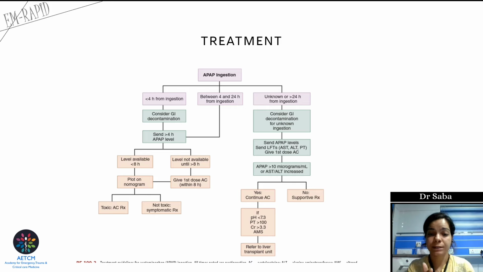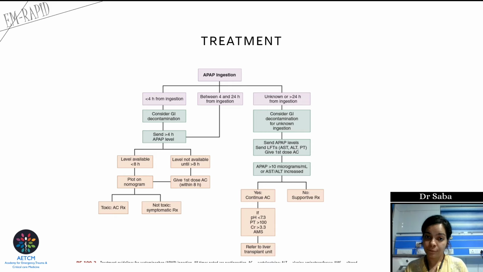And if the patient presents between 4 and 24 hours from ingestion, then the first thing we do is send the samples, and then whenever we get the reports, if it is less than 8 hours, then we plot a nomogram. If it is going to take more than 8 hours, then we don't really wait for the report. We give the first dose of N-acetylcysteine, and then whenever we get to know the concentration levels, we will plot it on the nomogram and we will go on accordingly.